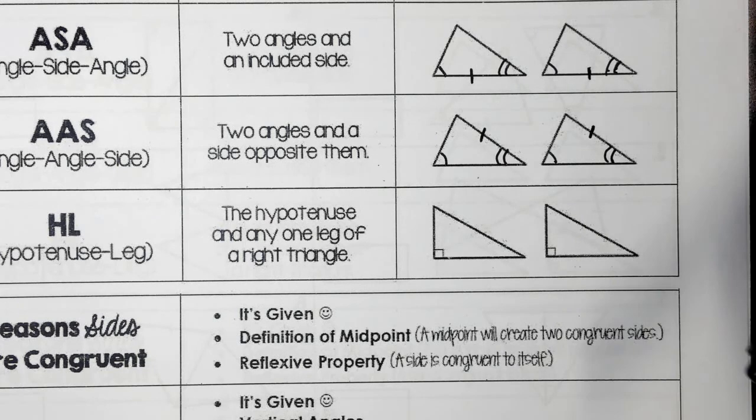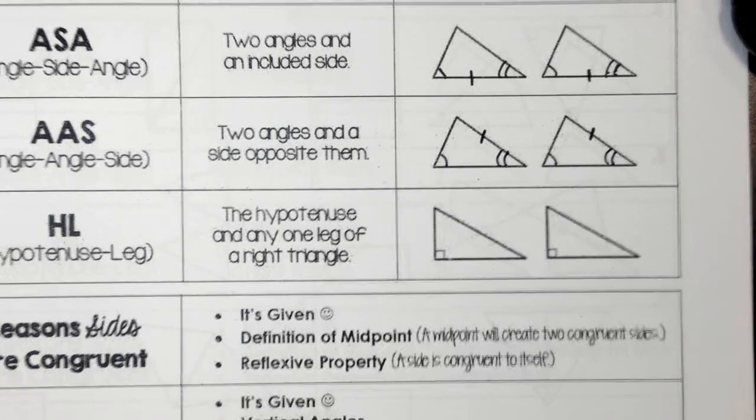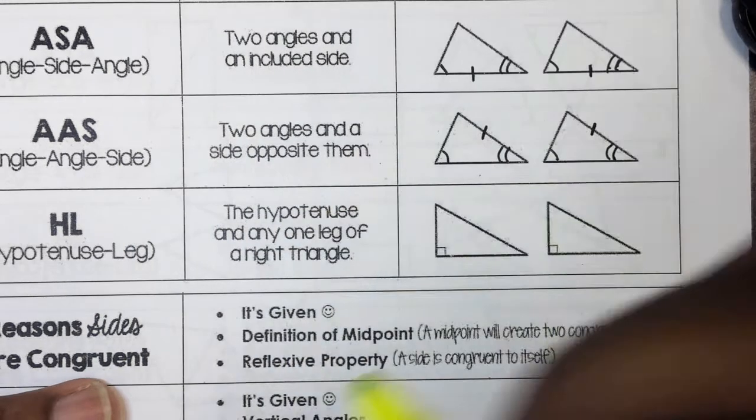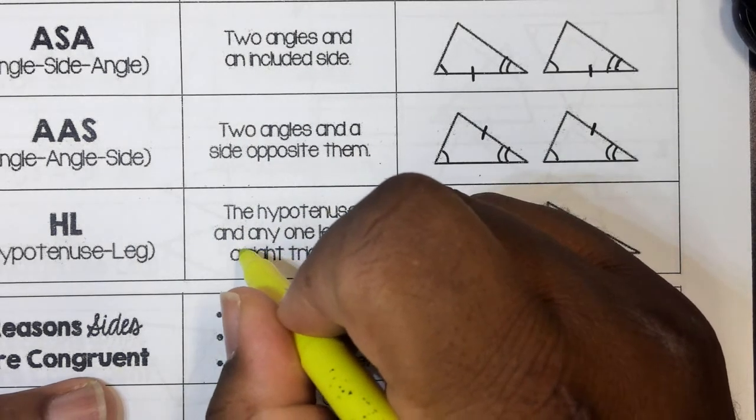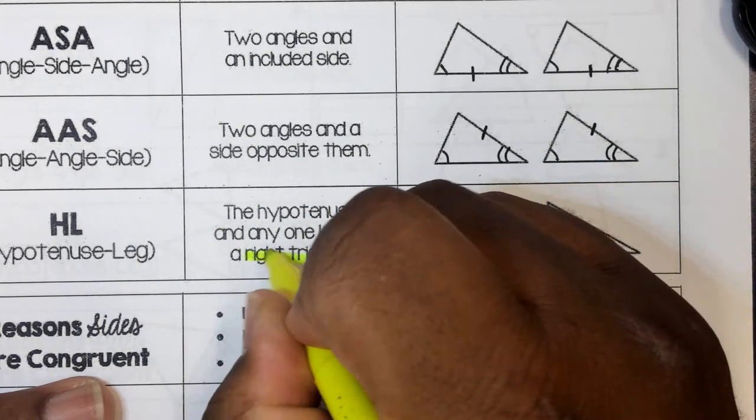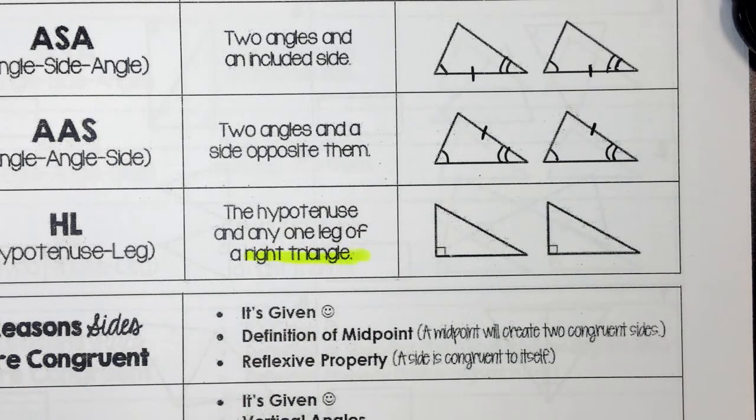And the last way to prove congruency, and I'm going to highlight this, is only when you have a right triangle. Only when you have right triangles you can prove hypotenuse leg congruency. So hypotenuse leg, or HL, is the hypotenuse and any one leg of a right triangle marked congruent to each other.